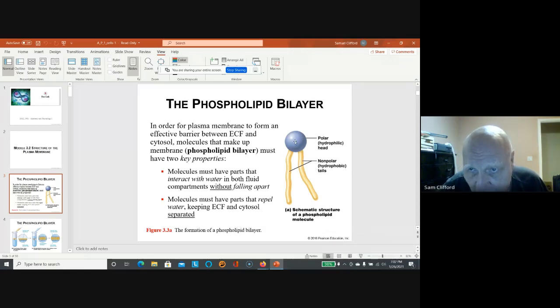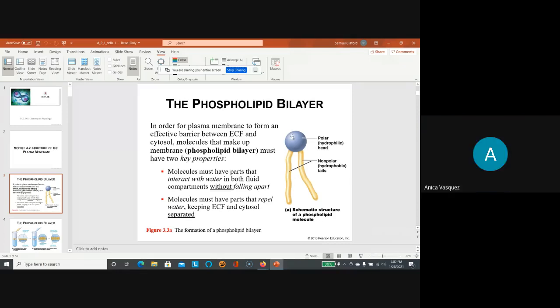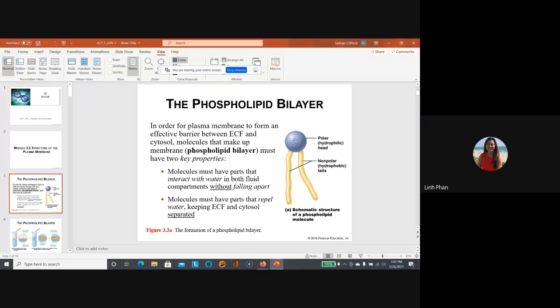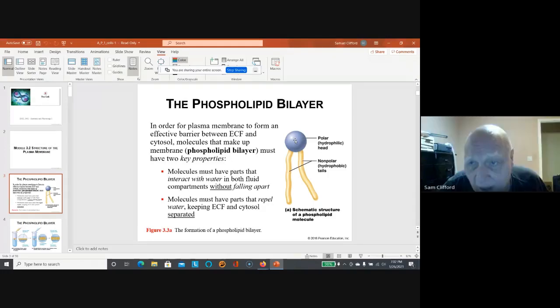Okay, can you guys see my mouse moving? Yes. So where's the mouse now? What's it on? The head. The polar head, right? Good.